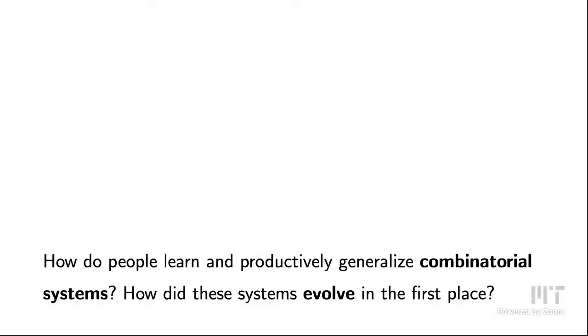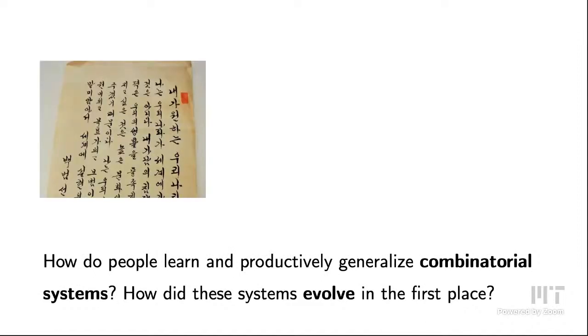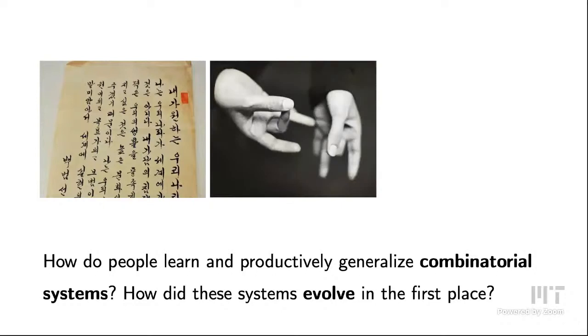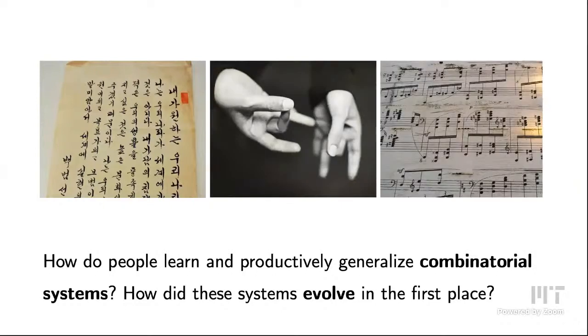As a bit of background, I want to start with the observation that combinatorial systems such as handwritten characters, sign language phonology, or musical notation are ubiquitous in human culture. The key to those systems is that smaller meaningless units such as strokes, gestures, or musical notes combine into an infinite repertoire of larger structures that can be assigned different functions within those systems. And people are very adept at learning those systems and productively using them to generate new instances within the systems.